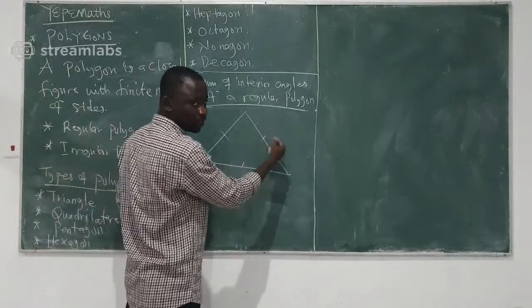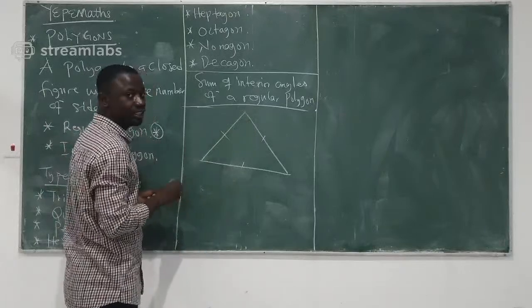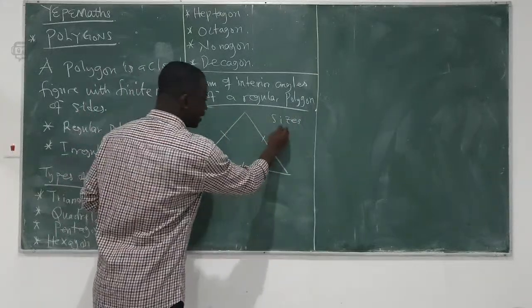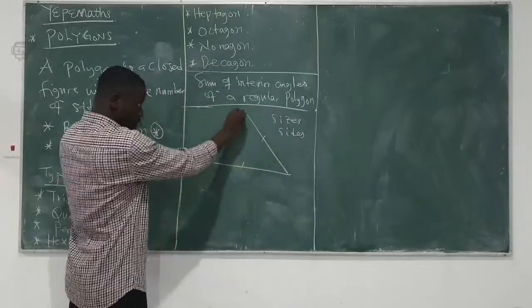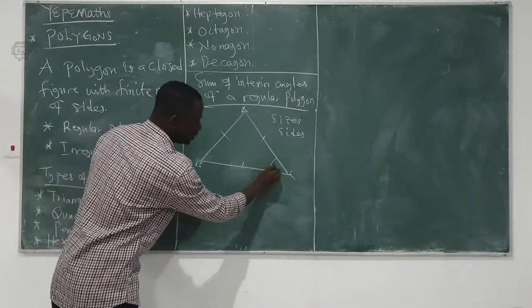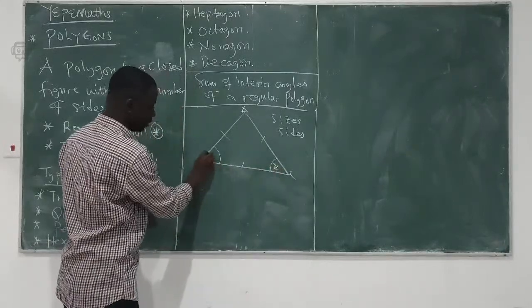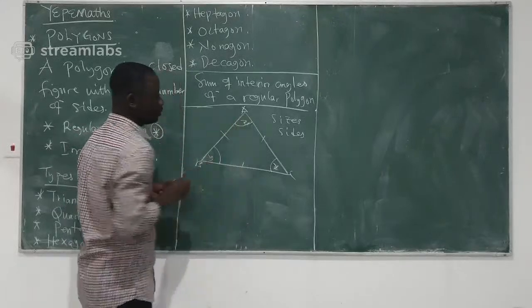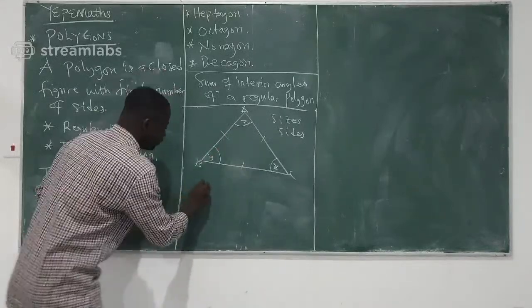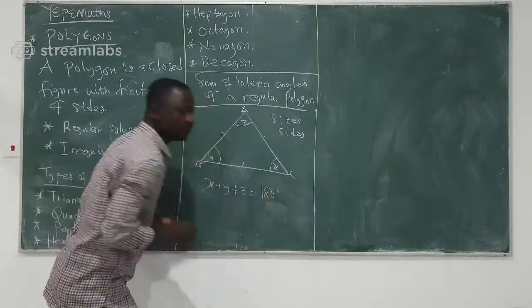And obviously this is an equilateral triangle. So this triangle has three interior angles, I mean A, N, G, L, E, S, and it has three sides, S, I, D, E, S. So if I have A, B, and C, these are the interior angles. So let's say this is X, this is Y, and here Z. So whenever we sum these interior angles of this regular polygon, x plus y plus z should be equal to 180 degrees.